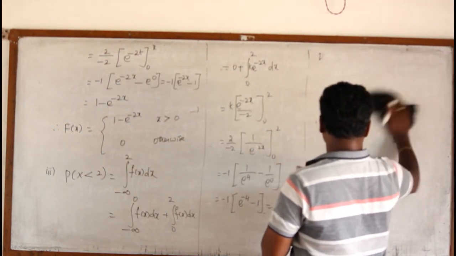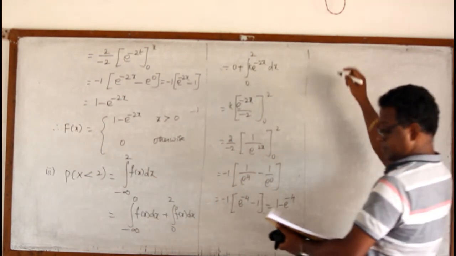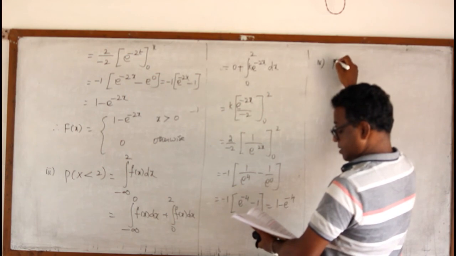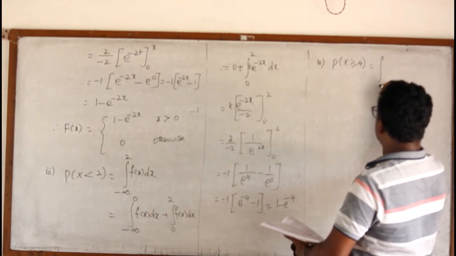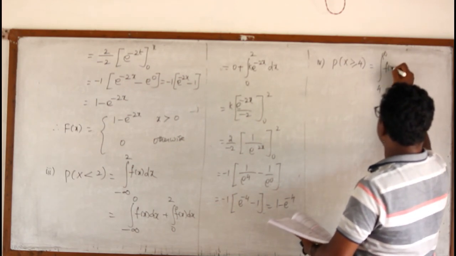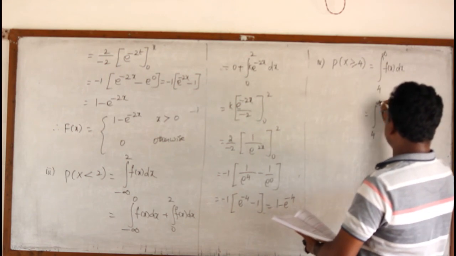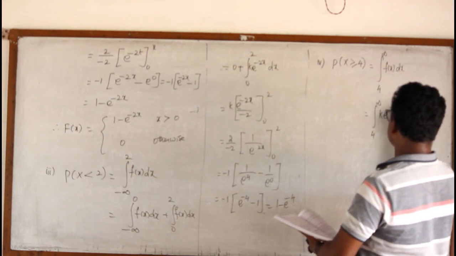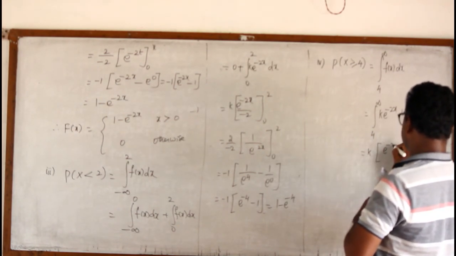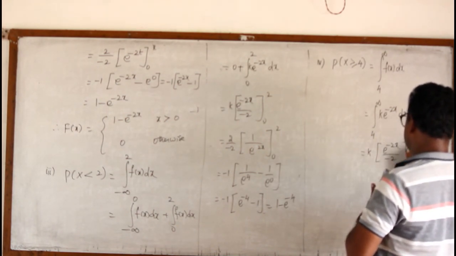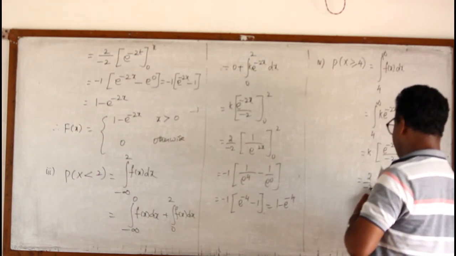Now they are asking one more question, the fourth one. P of x greater than or equal to 4. That is the integral from 4 to infinity of f of x dx. From 4 to infinity, the function is k e power minus 2x dx. K can be taken out, and the integral is e power minus 2x by minus 2, from 4 to infinity. The k value is 2, and minus 2 we can take out.